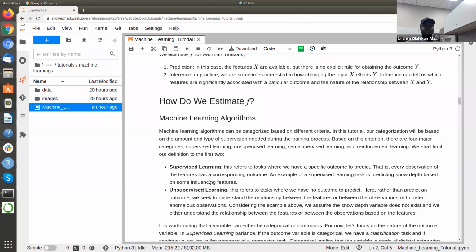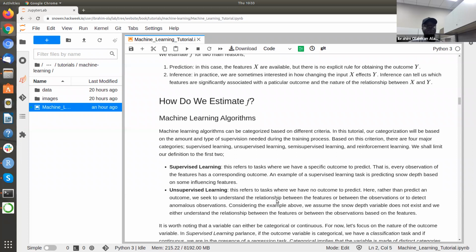The first one is supervised learning. When you have a Y to predict, or a variable you want to predict, you are doing supervised learning. That is, you have an outcome that is supervising the model that you are training. What that means is there is a value that you want to estimate, and every observation of the features has a corresponding outcome. So the outcome supervises the features.